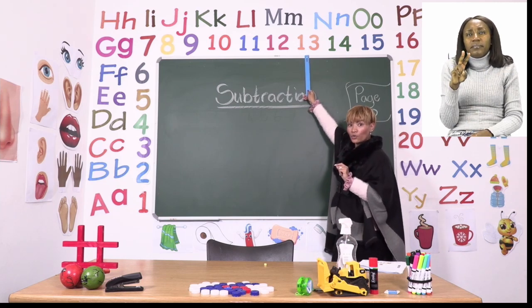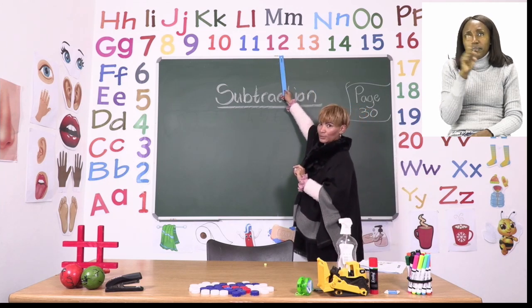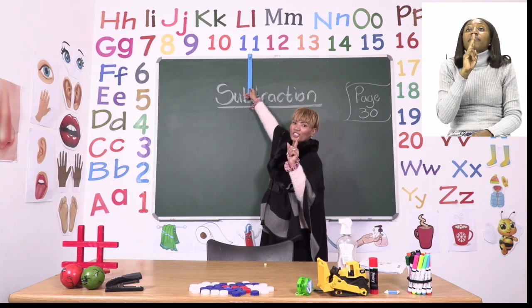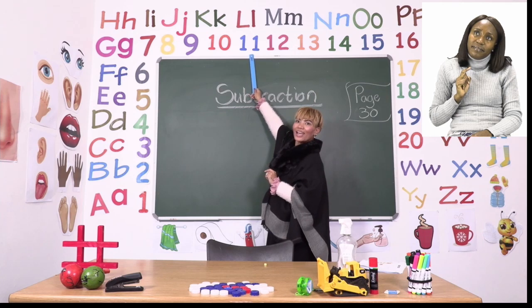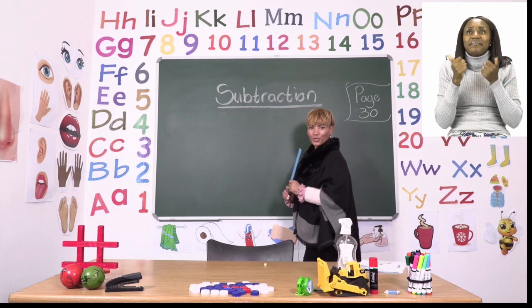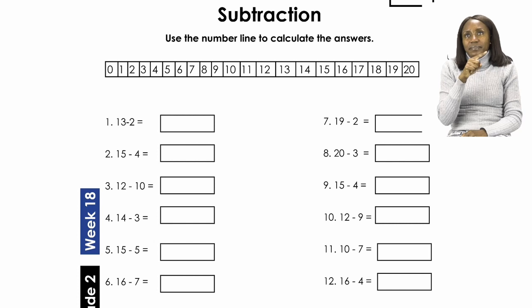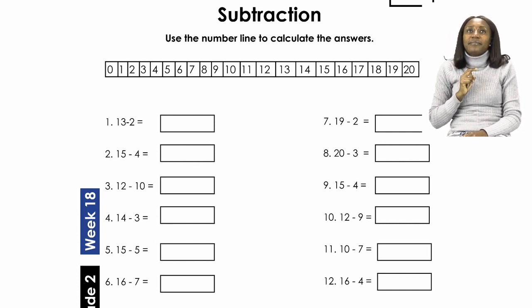Let's look at what is 13 minus 2. Let's count backwards 2 times. 1, 2. So 13 minus 2 equals to 11. Great job, grade 2s. So 13 minus 2 in the first sum equals to 11. Let's look at the second one.